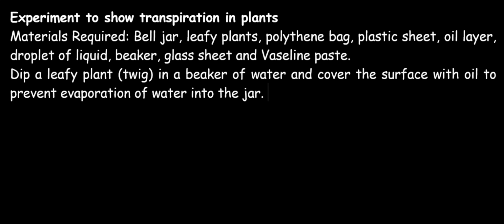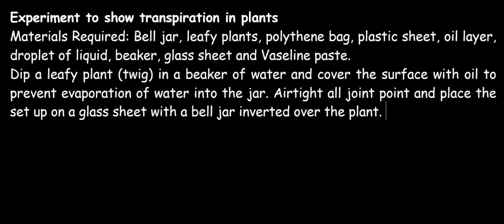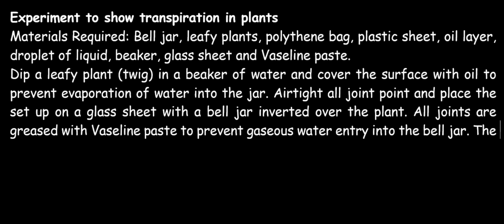Then we are going to make sure we airtight all joint points and place the setup on a glass sheet with a bell jar inverted over the plant. All joints are going to be greased with Vaseline paste to prevent gaseous water from entering the bell jar. The whole setup will be placed in the sunlight for about 2 to 5 hours.